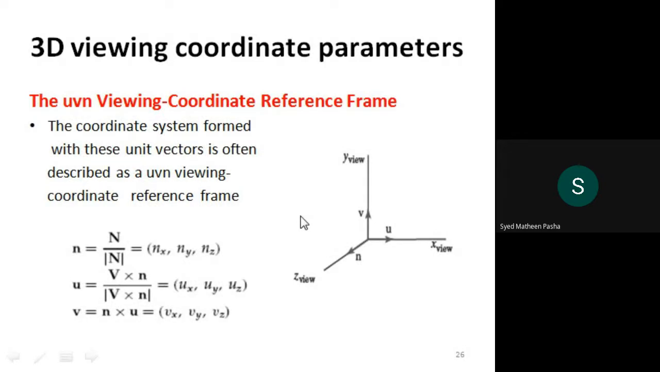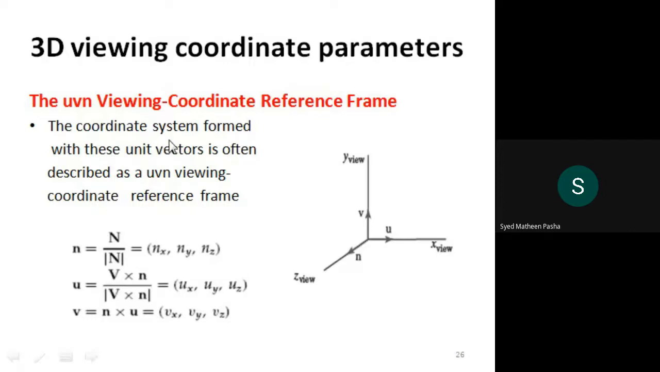Then we have something called the UVN viewing coordinate reference frame. This is actually a reference frame. So what is this UVN coordinate reference frame? This is formed when unit vectors are formed with the help of different projections. As I told, there are different views. With respect to the X view, the U coordinate is formed. With respect to the Y view, the V coordinate is formed. With respect to the Z view, the N coordinate is formed. So this is how the UVN viewing coordinate is represented.